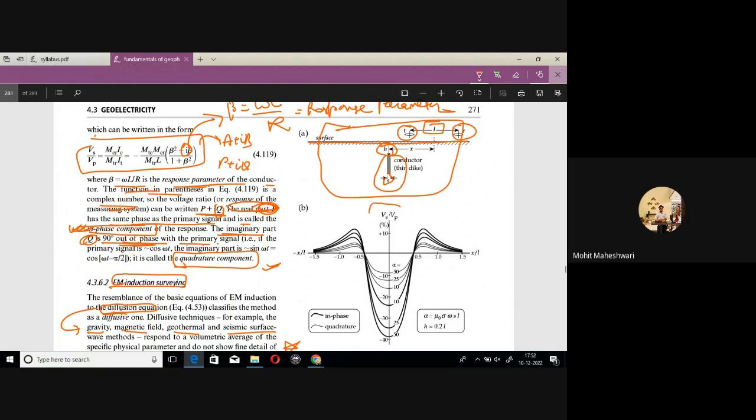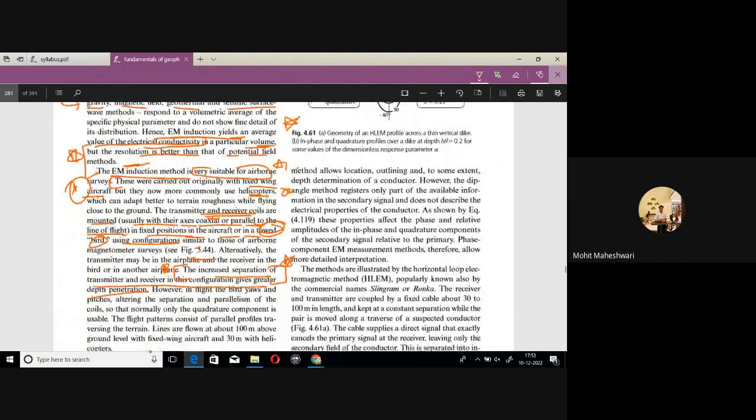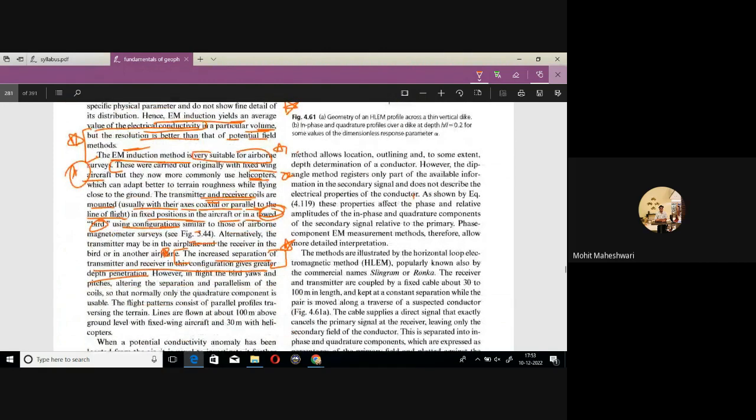The graph between Vs by Vp, the secondary voltage and the primary voltage ratio, is plotted against x by L. X is the distance of the conductor from the center of this transmitter receiver system. So this graph is there, and this graph is explained here. So this is written there. The explanation is given there.